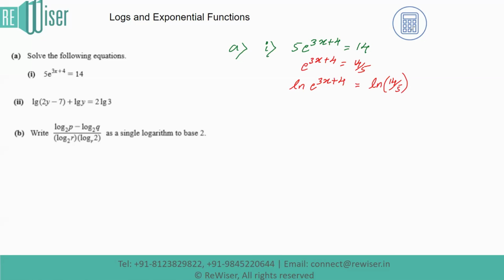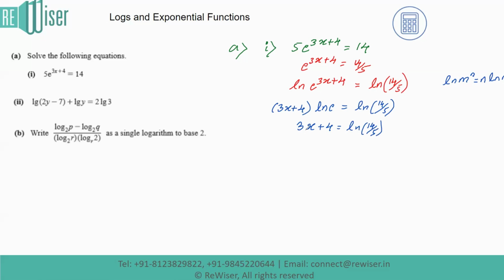Here, we know this law of logs: whenever we have ln of m to the power n, this can also be written as n times ln of m. Keeping this law in mind, the 3x plus 4 can come in front of ln, so it's going to be 3x plus 4 multiplied by ln e is equal to ln of 14 by 5. And here, the value of ln e is just 1. So that gives us 3x plus 4 is equal to ln of 14 by 5.